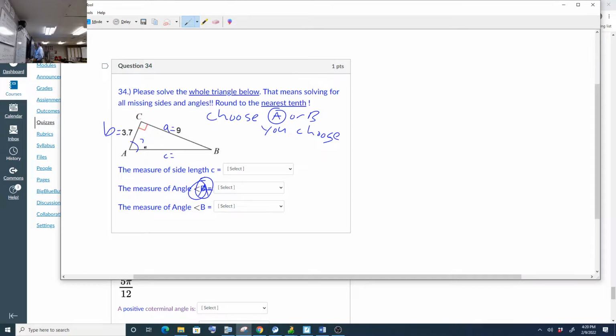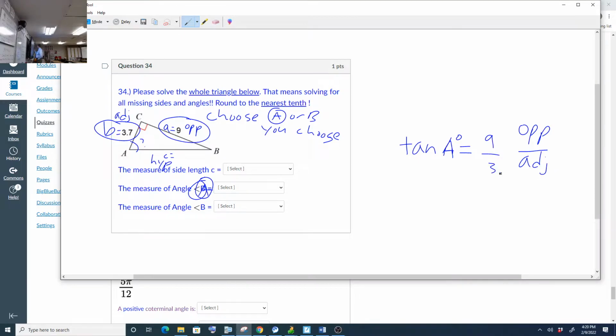Across from that angle will be called the opposite. Closest to will be the adjacent. And then across from there is the hypotenuse. To find angle A, I would do opposite, because they give us opposite, over adjacent. Nice. Can you remember which trig function does opposite over adjacent? SOHCAHTOA. That's right, so tangent of some angle A we don't know is going to be equal to opposite 9 over adjacent 3.7.